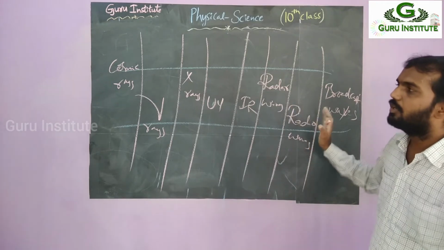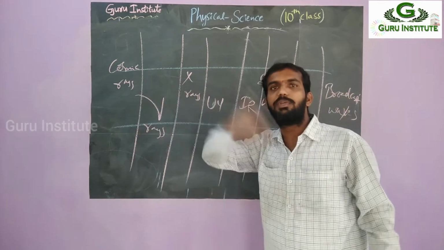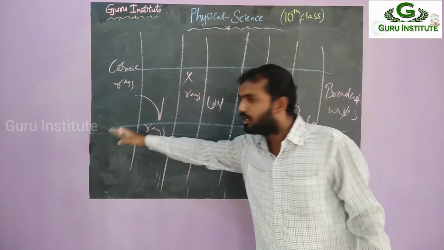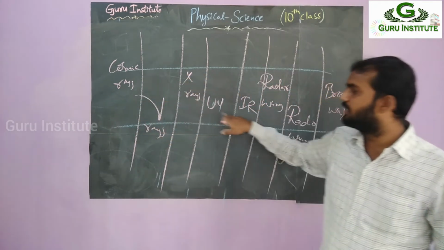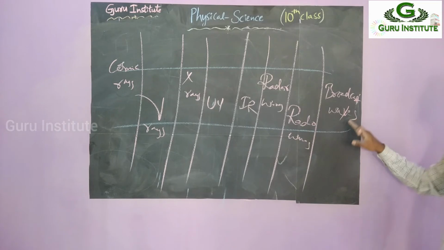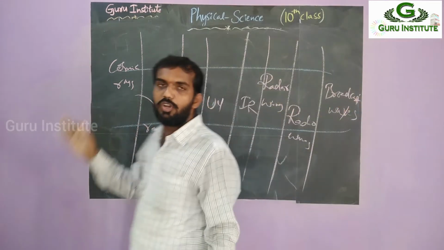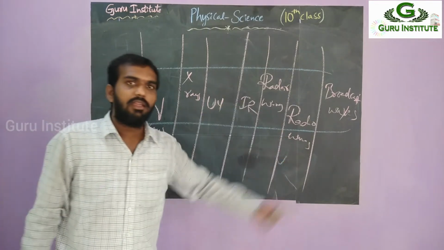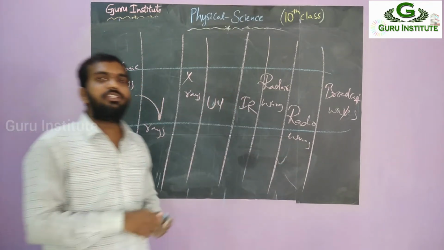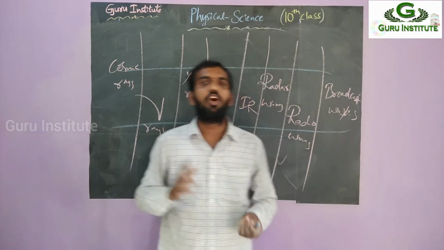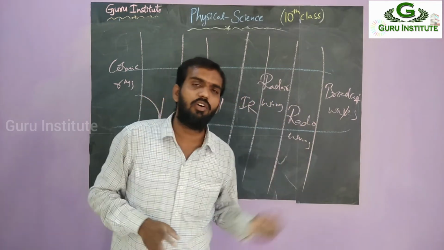Starting with the cosmic rays, their wavelength is less, that means they have a lower wavelength. Then the wavelength gradually increases, and finally broadcast waves have the highest wavelength. So it moves from lower wavelength to higher wavelength. All these are not seen by our naked eye, that means our eye is not sensitive enough to see all of these.